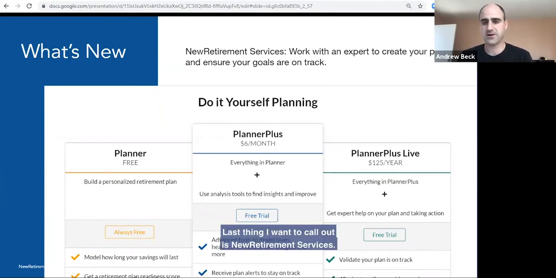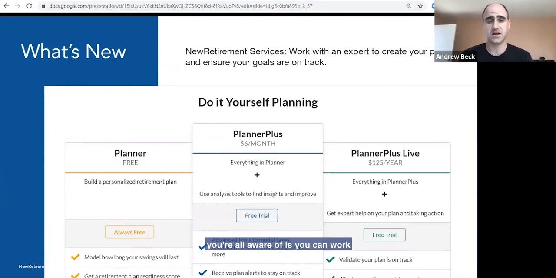Last thing I want to call out is NewRetirement services. One thing we offer that we want to make sure you're all aware of is you can work with an expert to create your plan and ensure your goals are on track. As much as we want to be a virtual financial advisor and empower power planners, DIYers, people who just want to get in and check their plan on their own, that's our focus. Sometimes it's good to work with a human, either to help build the plan or then to ask more questions.